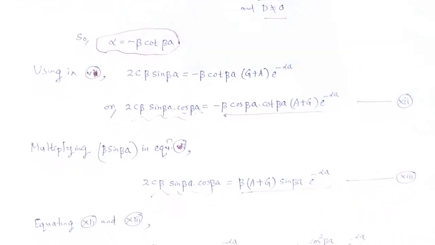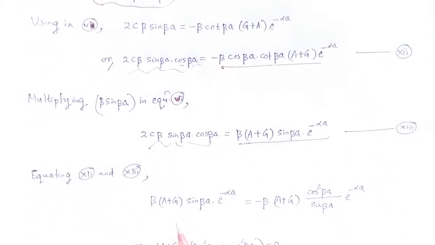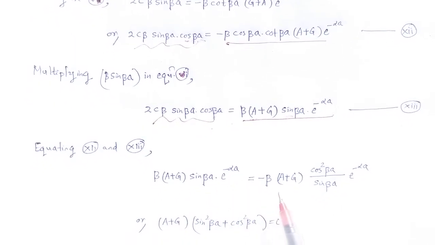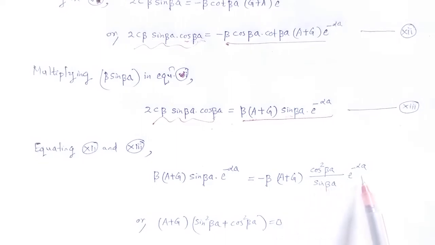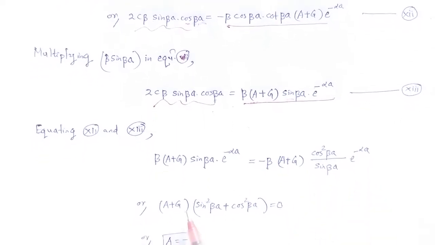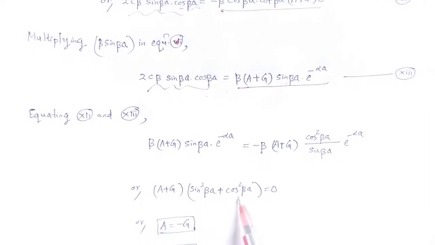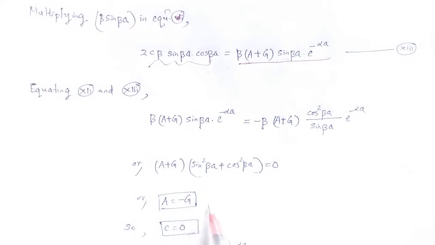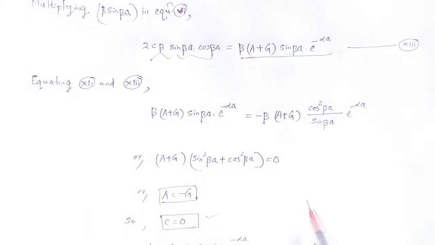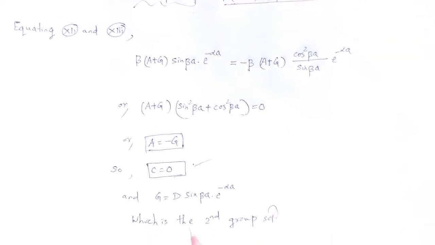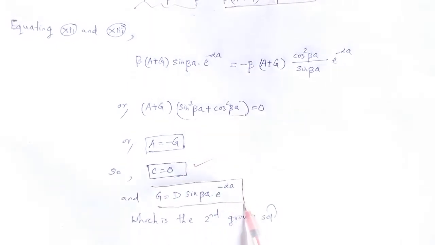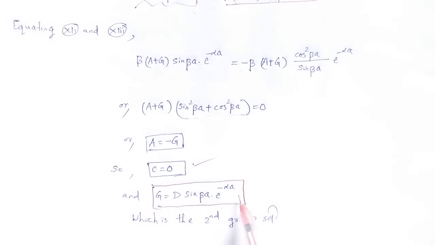Now equating these two equations, we get beta (A + C) sin beta a e to the power minus alpha a is equal to minus beta (A + C) cos square beta a divided by sin beta a e to the power minus alpha a. So (A + C)(sin square beta a + cos square beta a) is equal to 0, and sin square beta a plus cos square beta a is equal to 1. Therefore A is equal to minus C and C is equal to 0. Therefore G is equal to D sin beta a e to the power minus alpha a.